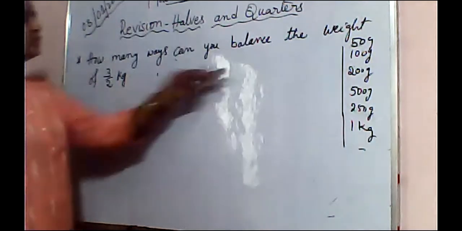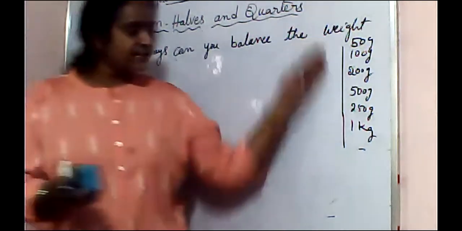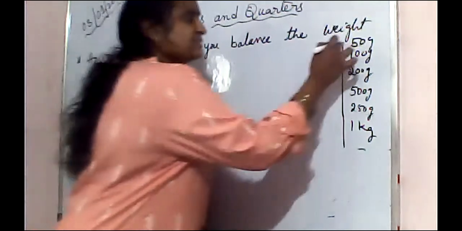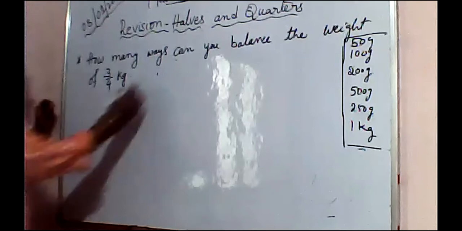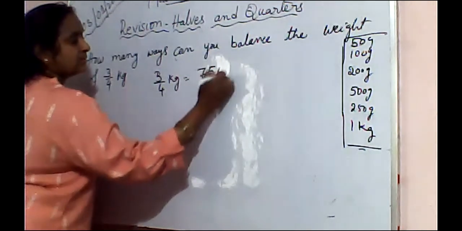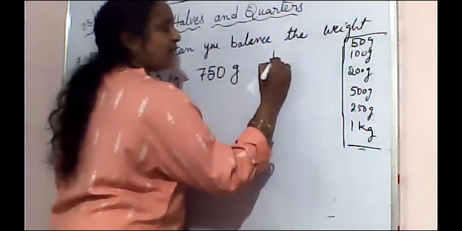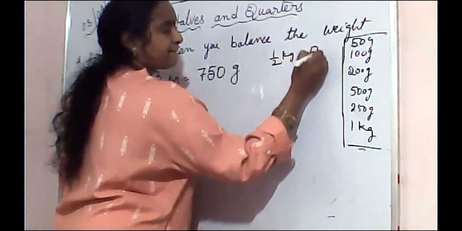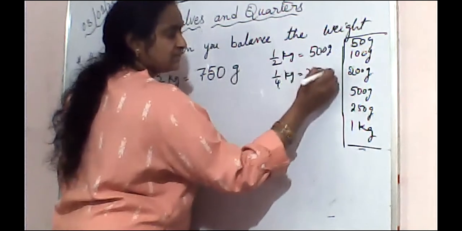In how many ways can you balance the weight of 3/4 kg? Here the weights are given for you. Using these weights, you have to write in different ways. So 3/4 kg means what? Half kg is 500 grams, plus 250 grams. 1/4 means 250 grams.